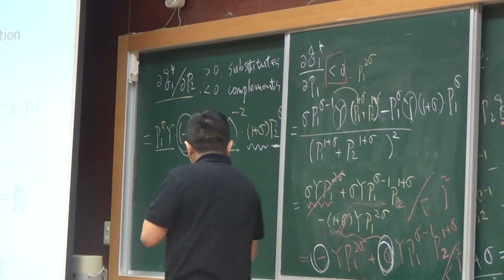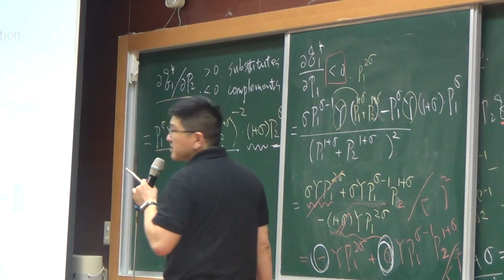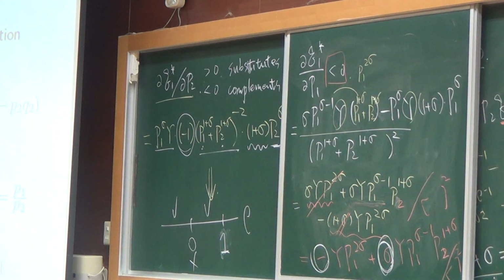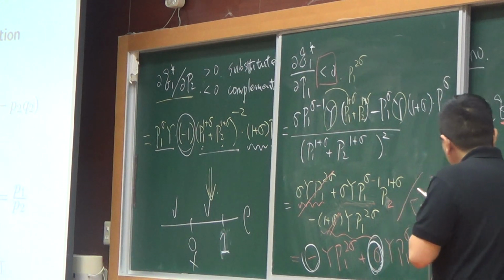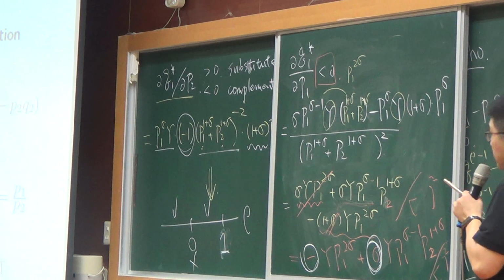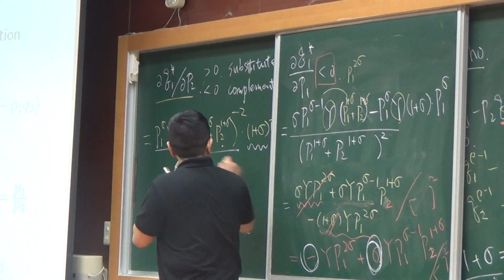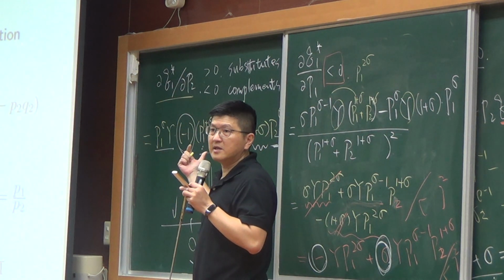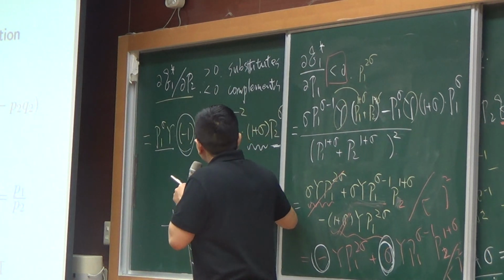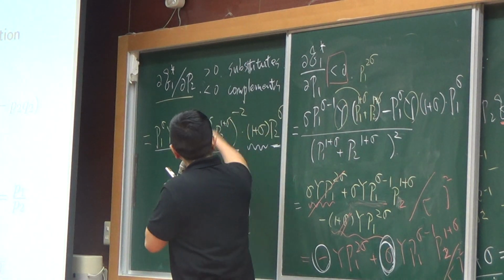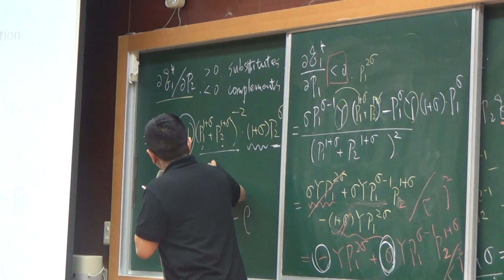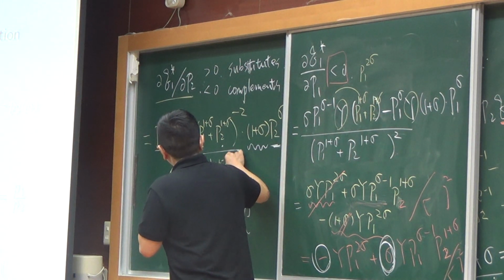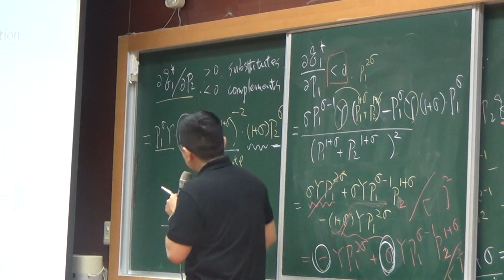So if rho falls within this region, between 0 and 1, then rho is positive, but rho minus 1 is negative. So that 1 plus sigma would be negative. So in this case, it's a negative, negative, so two negatives make a positive, right? Double negative makes a positive. So this would be positive. In this case, it would be substitutes when rho falls within this area. Okay?